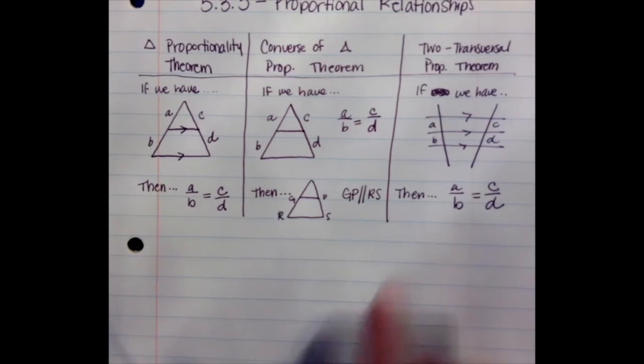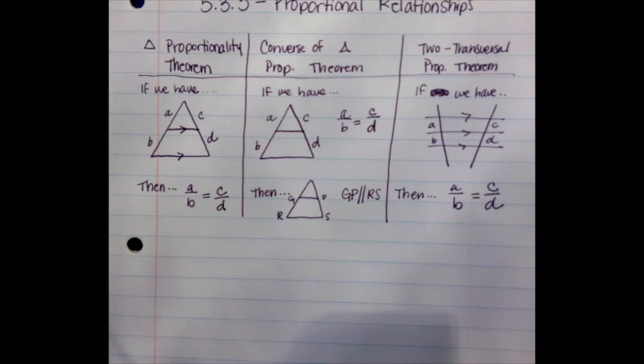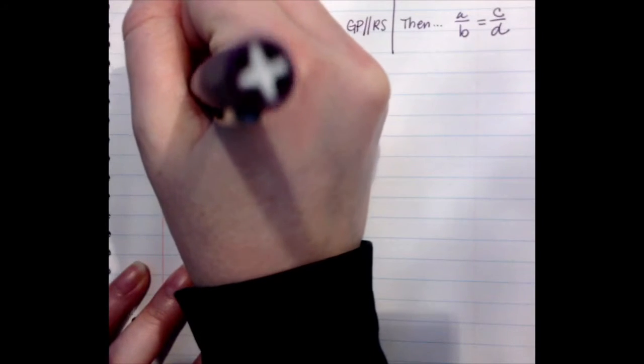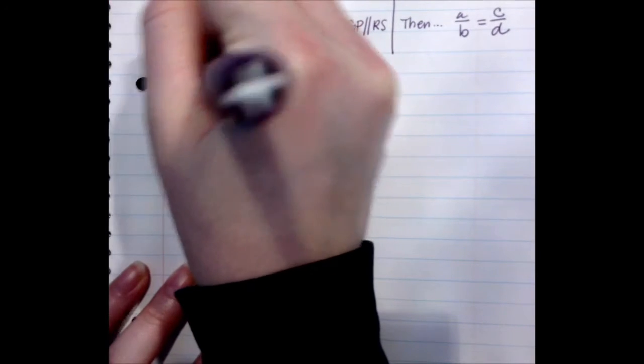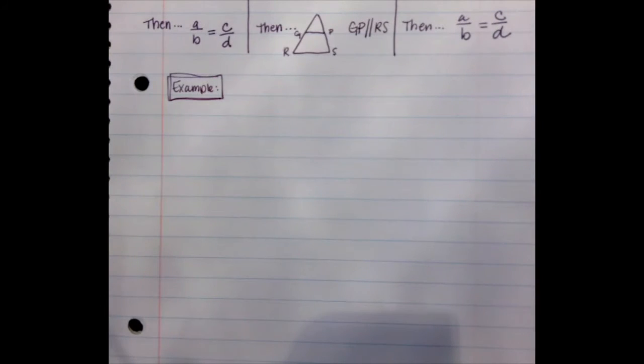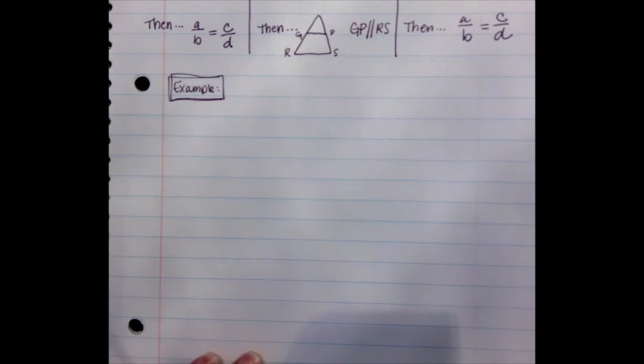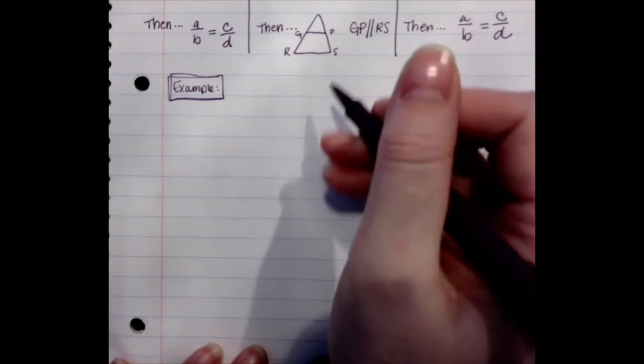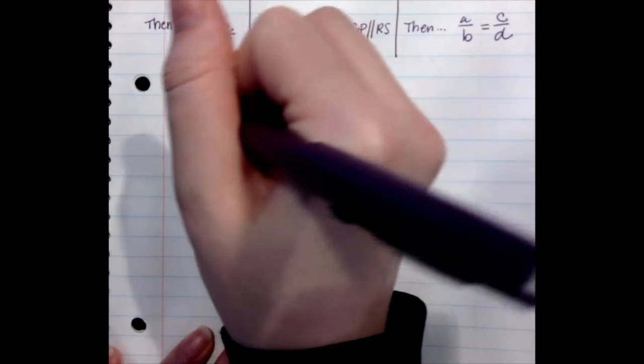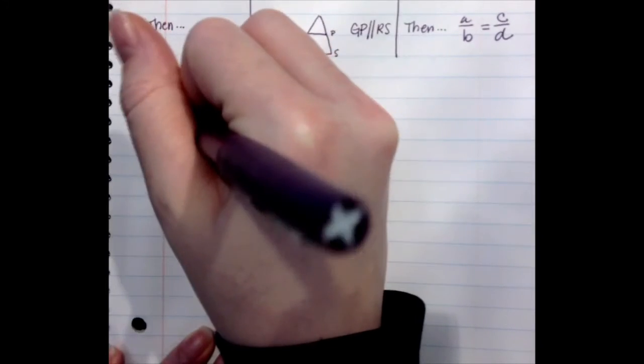So if you need to pause it to get any of that down, please do so, but let's go through a couple examples of these theorems. So the first example that we have, I want you to pause the video as soon as I draw the picture. And then make sure you have the picture as well, because I am going to go kind of fast with the picture.